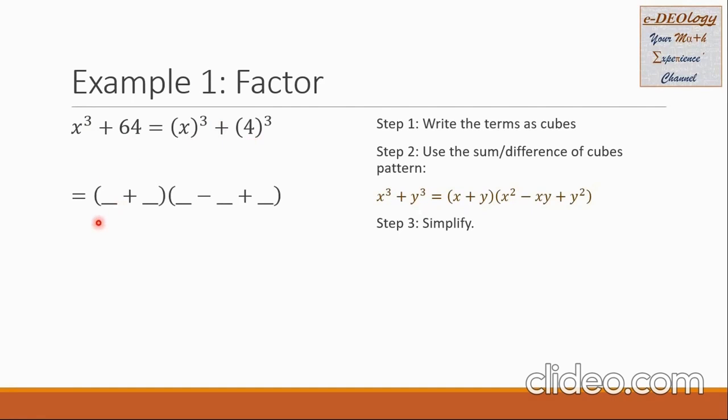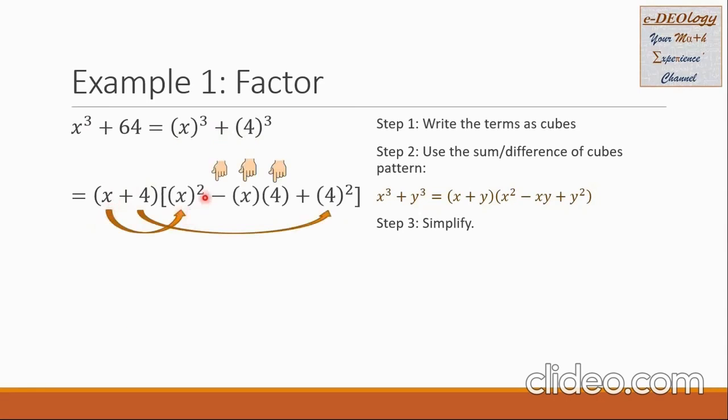In the factors, we expect a binomial times a trinomial. Let us write the binomial first. We will write the x, we will copy the positive sign, and we will copy the number 4. So our binomial is x plus 4. For the trinomial, the first blank is the square of this x. So I write here the square of x. The last term is the square of the number 4, or the second term of the binomial.